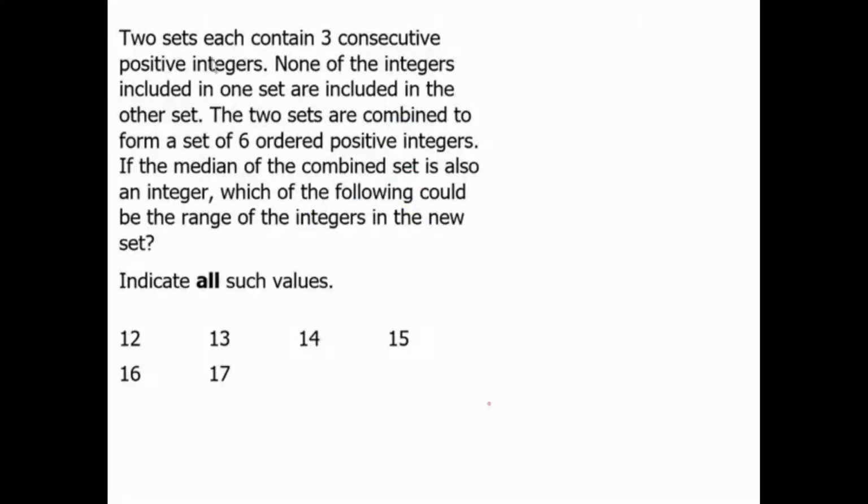We have two sets of 3 consecutive positive integers, and none of the integers included in one set are included in the other set. So let's say one set of integers is x, x plus 1 and x plus 2. And the other set is y, y plus 1 and y plus 2. Let's also say that x is less than y, meaning the numbers in the first set are less than the numbers in the second set.